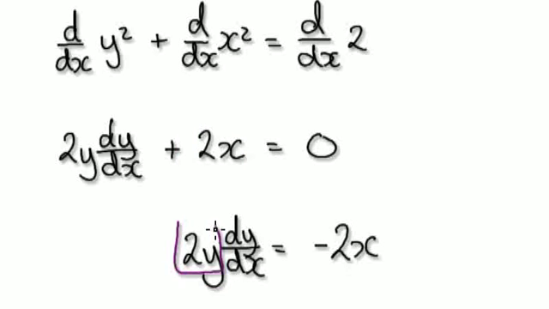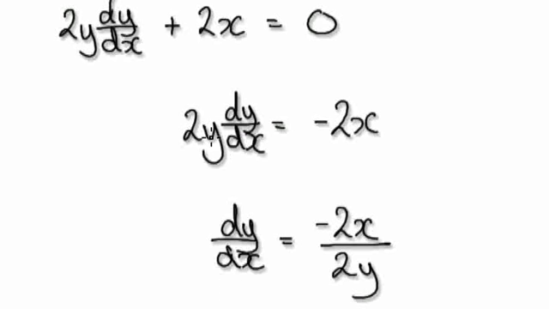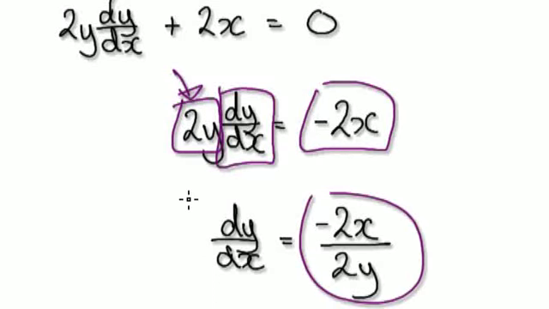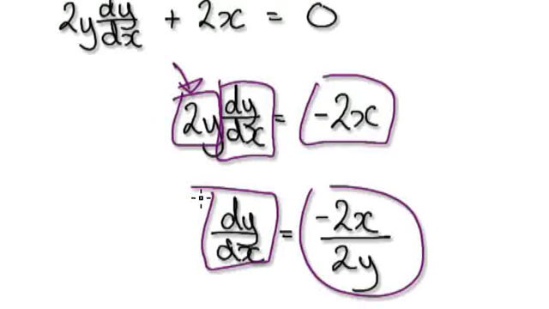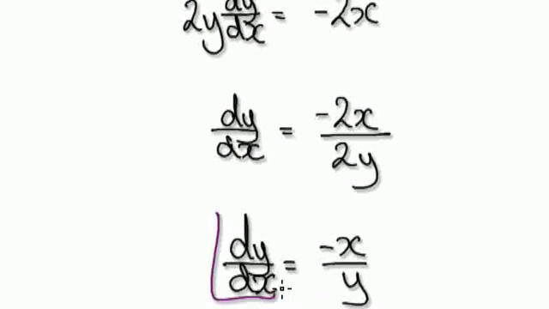And then here you've got one block multiplying another block. You want to get dy by dx on its own, so you divide both sides by 2y. That will then give you this, and this block remains on this side. Then the 2's will cancel out, leaving you this. So dy by dx, this block here, equals this thing here.